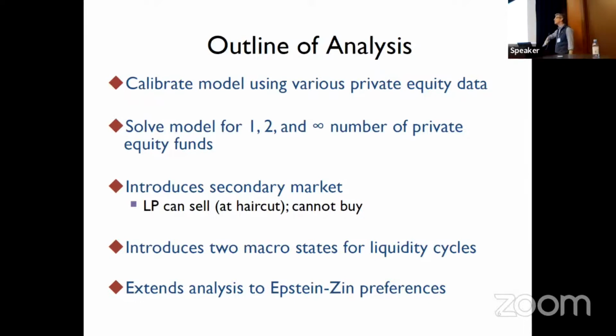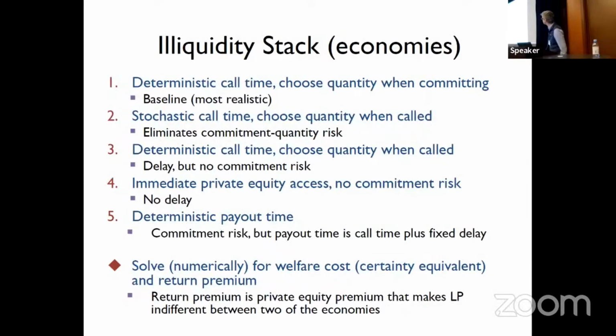I think this is important because there is a notion that investments in illiquid assets are particularly costly when we are in a liquidity crunch. So I think that's important. We extend this to Epstein-Zin preferences. So there's a lot of action going on in this analysis here.